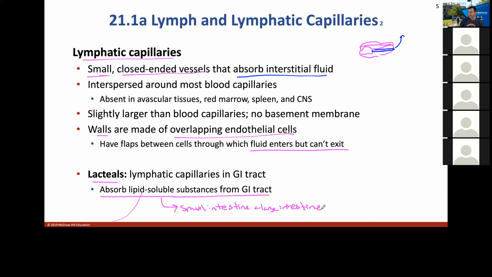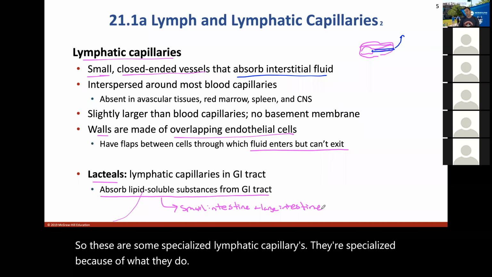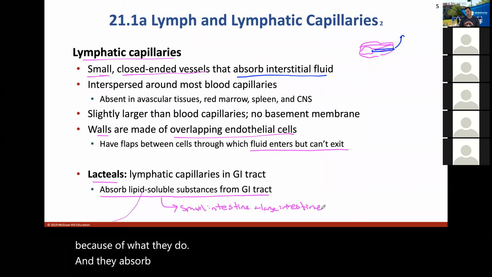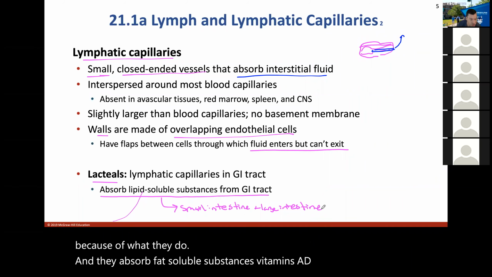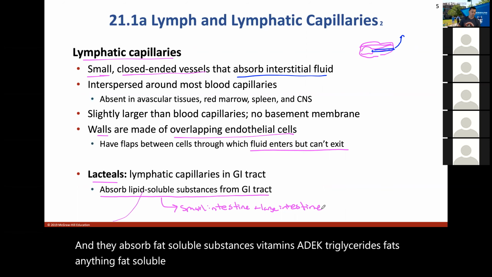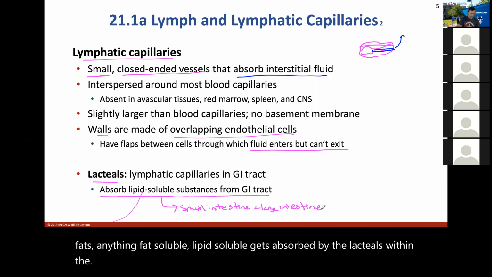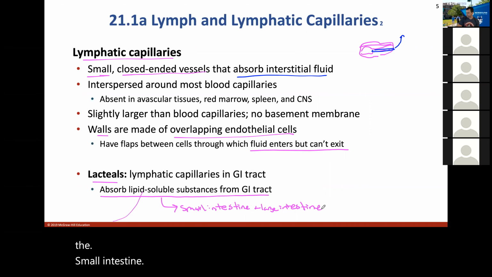So these are some specialized lymphatic capillaries. They are specialized because of what they do, and they absorb fat-soluble substances, vitamins A, D, E, and K, triglycerides, fats. Anything fat-soluble, lipid-soluble gets absorbed by the lacteals within the small intestine, a little bit within the large intestine as well.